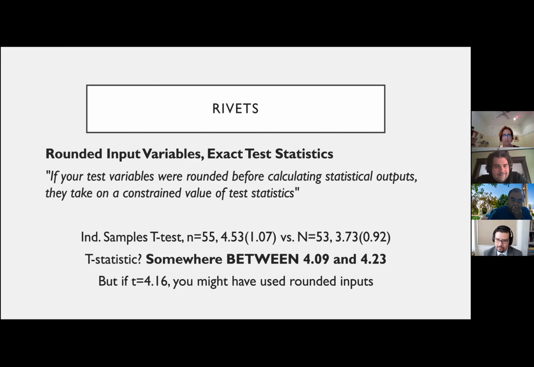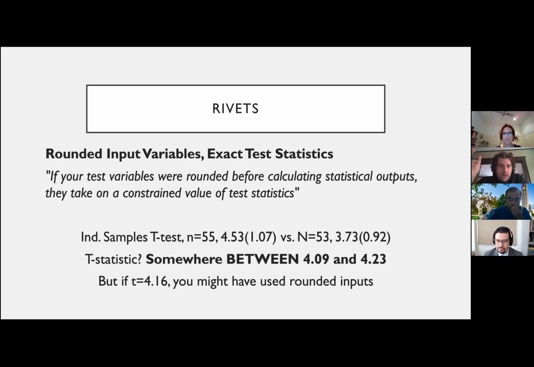That 4.53 is technically somewhere between 4.525 and 4.5349 repeating. Now, if you take that condition and you put that over any of the means and any of the SDs, the eventual statistic that you get actually has a fairly substantial range. And in this case, it's between 4.09 and 4.23. Now, bang in the middle of that, what you'd expect if these decimal tails were truncated is a particular t-value.